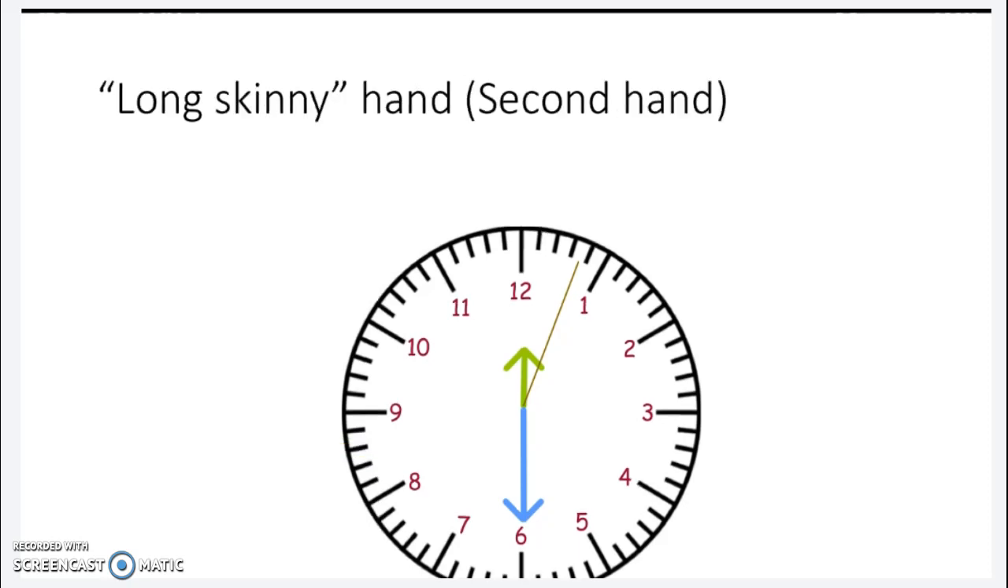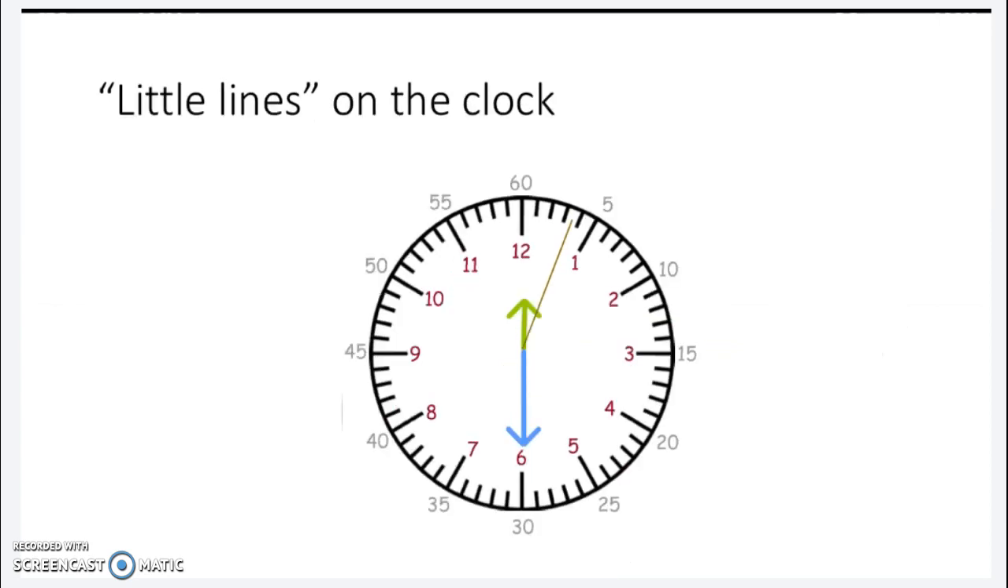Last, we have the second hand. Although many clocks don't have one, it is still very important. This hand is responsible for every second. Next, we have these little lines around the clock. These little lines represent every minute. The numbers 1 through 12 on the clock are increments of 5 minutes each.